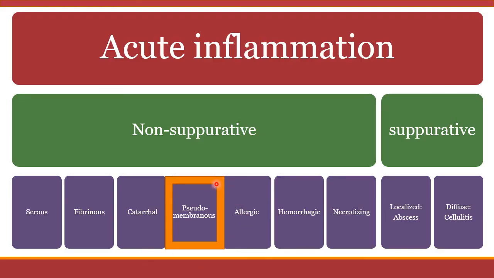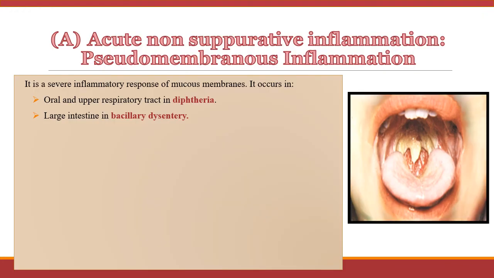The next type of non-suppurative inflammation is called pseudomembranous inflammation. Let's start first with the name, pseudomembrane. Pseudo means false, not true. And membrane, we all know what's the meaning of membrane. So in this type of inflammation, we assume from its name that we have a structure that looks like a membrane, but it's not a true membrane. It's not a real membrane in the body. It's something that is formed artificially in the course of this type of inflammation.